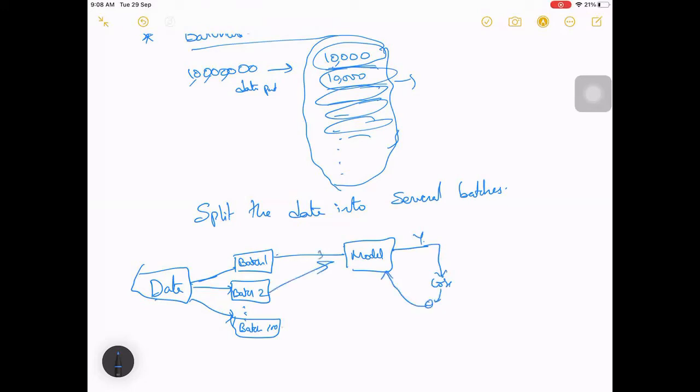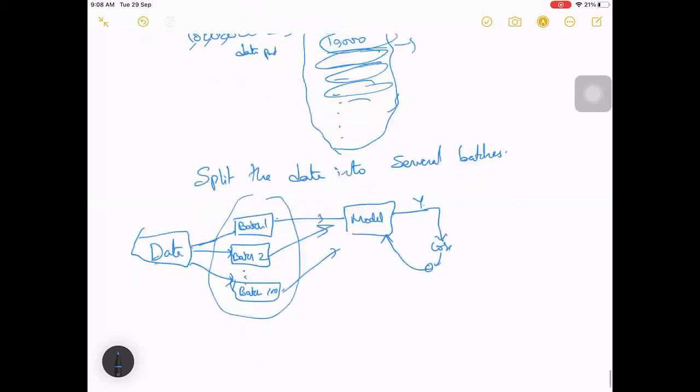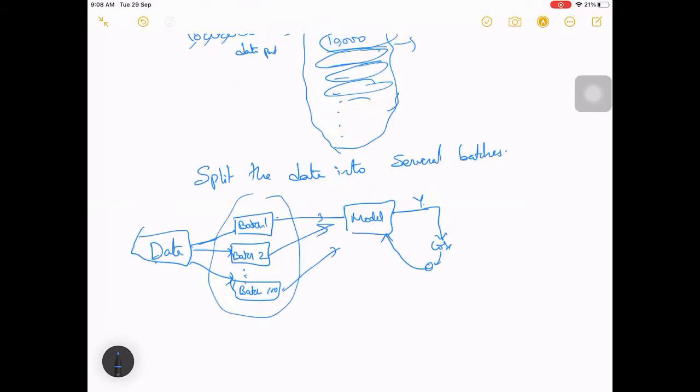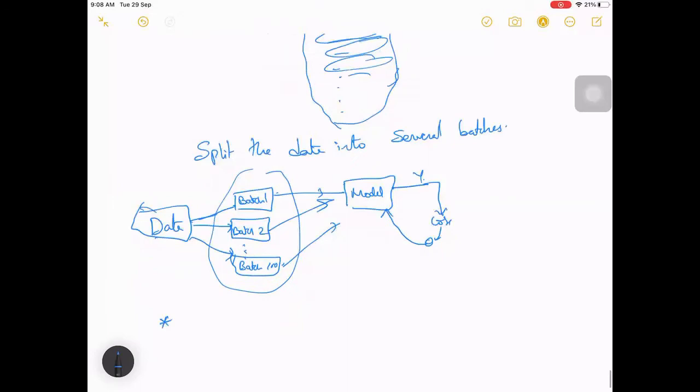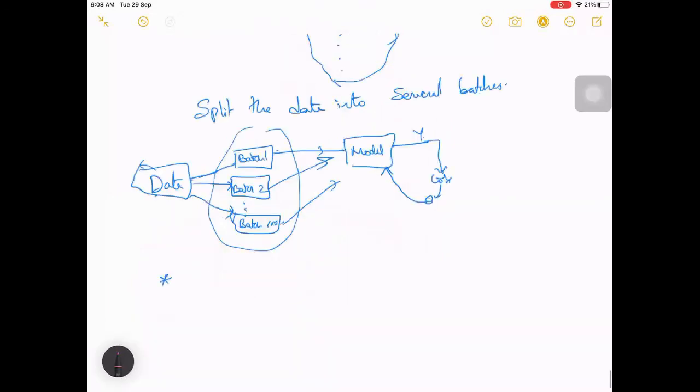Then after this is done, you send the rest. Once all your data points are complete, you call it an epoch. So one epoch is done, meaning one set of entire data has been used for training. Let me define it clearly here: one set of entire data is used for training implies one epoch completed.